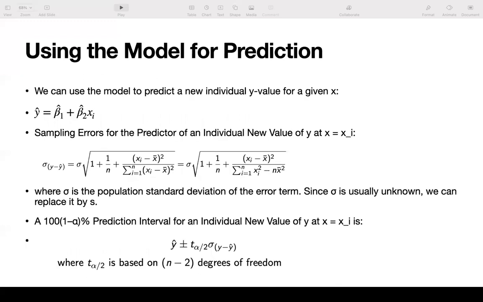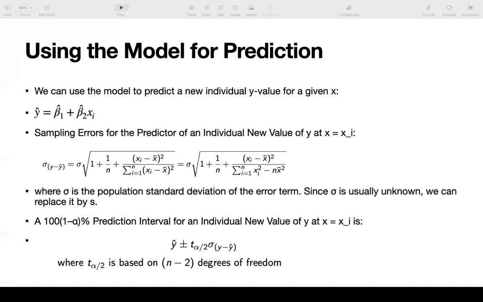So we can also use the model for prediction. To use the model to predict a new individual y value for a given x value, we can write this as y hat is equal to beta 1 hat plus beta 2 hat times a specific value of x_i. So we basically can plug in a specific value of x_i, and we can get a value for y hat, which is the estimated value for y.